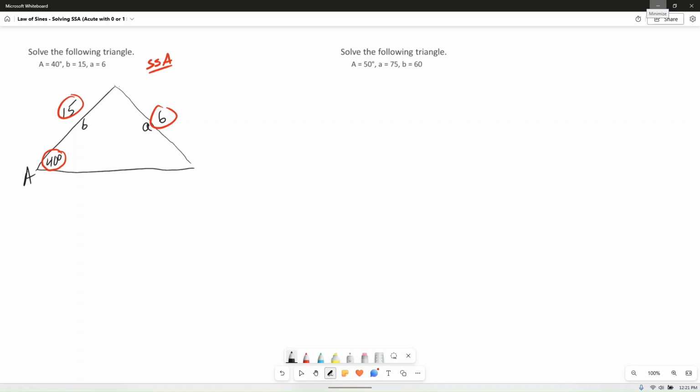We could then look at the length of the two sides. Okay, side A, the opposite side 6, is less than 15. Okay, so if it was the other way around, if side A was actually longer than 15, then we'd have one solution and we could go ahead and solve it and be done. But because that opposite side A is shorter than the adjacent side B, it's possible we could have no solutions, one solution, or two solutions. So we need to actually figure that out.